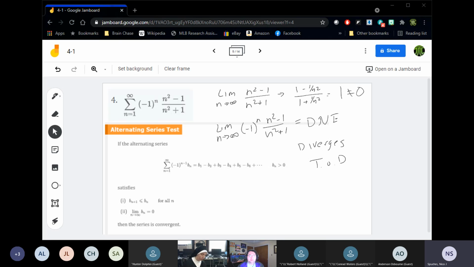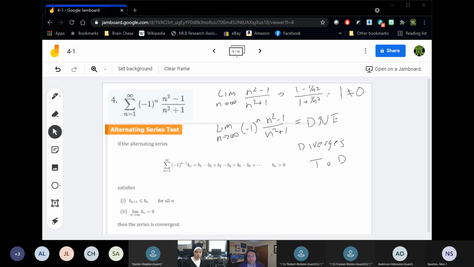Do you know it doesn't exist just because that -1 keeps hopping? Yeah, exactly. That's why I said almost every situation that's going to come up, if it fails the test for convergence, I mean the alternating series test, it's going to fail the test for divergence, so therefore it diverges. Okay.